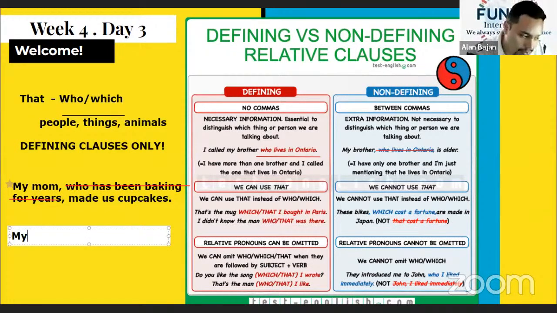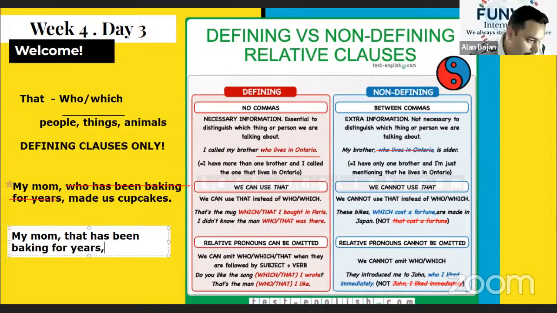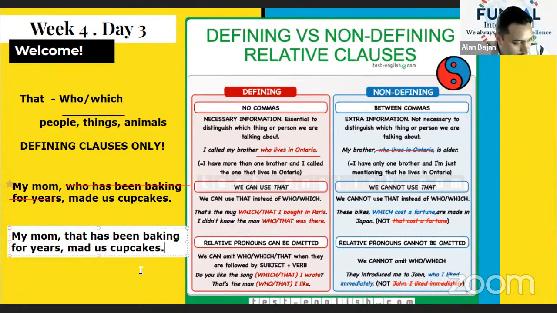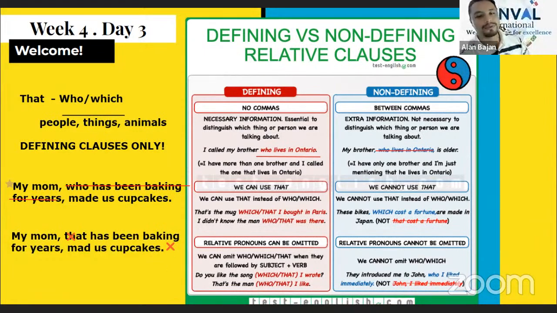It doesn't sound good if you say my mom that has been baking for years made us cupcakes. This is incorrect. We cannot use that. Why? Grammar rule. It doesn't sound good.